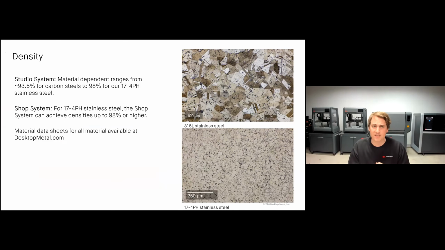On the Studio System, our densities vary. If you're talking about our carbon steels, we're usually about 93.5% and higher. But with our 17-4 PH stainless steel, we're looking at 98% and up. On the Shop System, currently we're printing in 17-4 PH stainless steel, and we're achieving densities of 98% or higher. As I mentioned before, all of these material data sheets are available on our website if you want to go out and check those out.